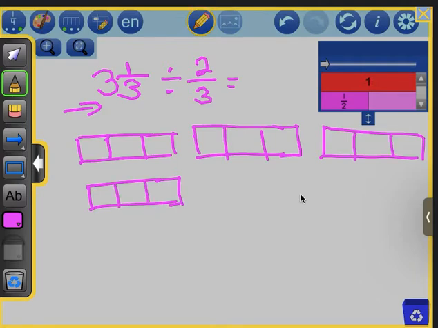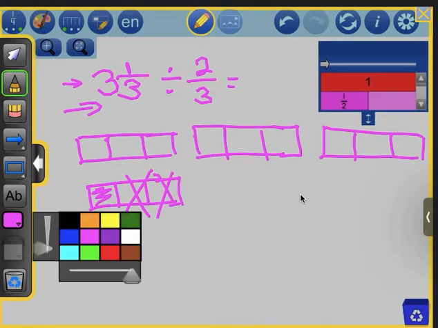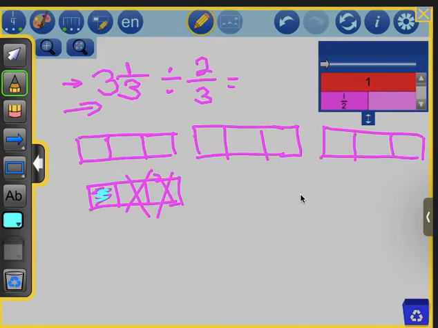Notice I made 4 groups because I have a little more than 3, so I need to use 4 groups to represent it. And so I have 1 whole, 2 wholes, 3 wholes, and now I only have 1/3 of this used, right? I'm actually going to shade it a different color. So this is what I have used.